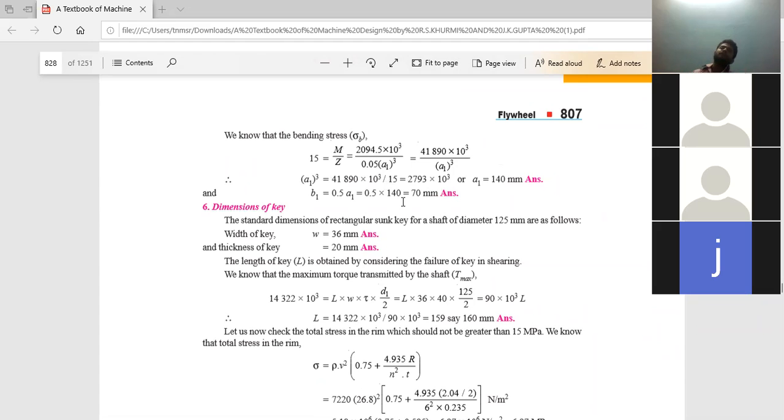Is the step number 5 clear? Dimensions of the elliptical arm, major axis and minor axis length? Yes, sir. Yeah, fine.